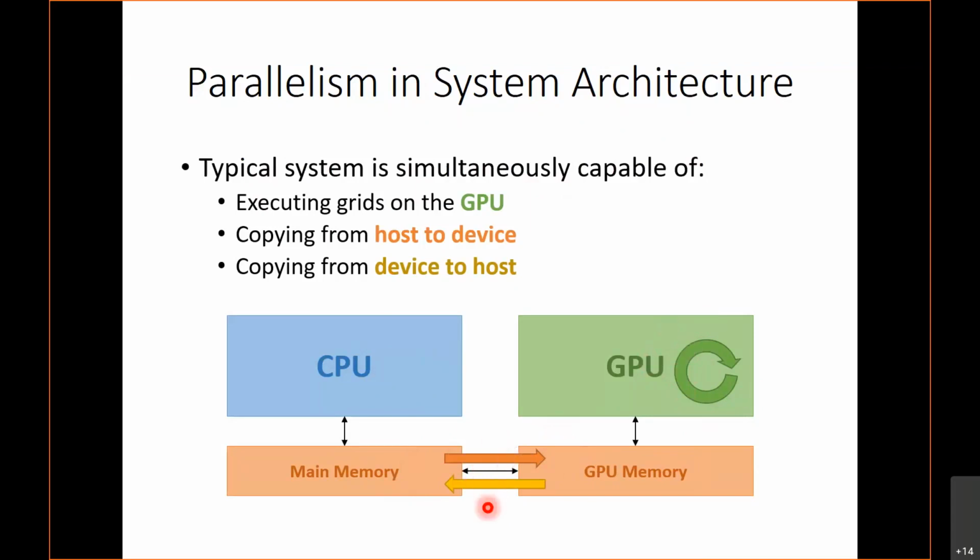But so far, what we've been doing is copying to the GPU, running on the GPU, and copying back. So each time we're only using one of these resources. We're not leveraging all three of them. And what we're going to try and do is leverage all three of them to fully utilize our hardware as much as we can. Let me show you what I mean by that.